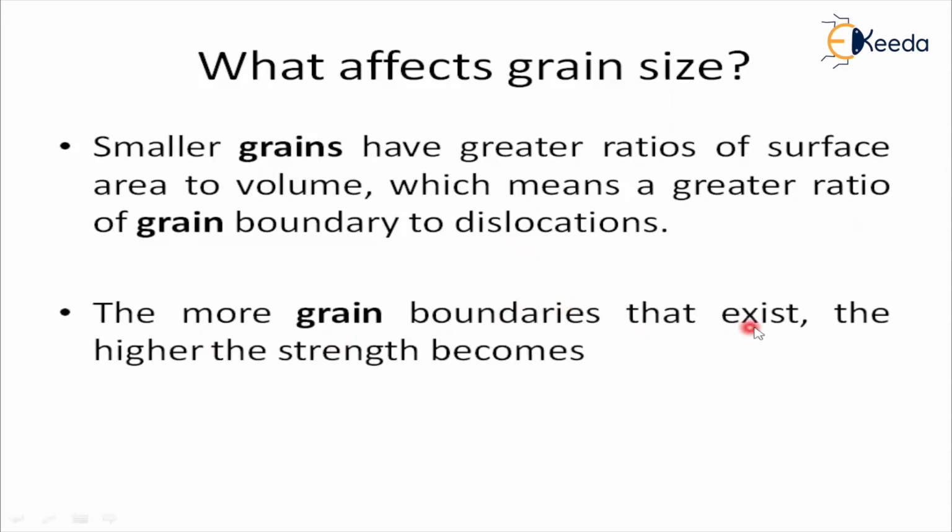The more grain boundaries that exist, the higher the strength becomes. So that's why we are concentrating on increasing the number of grains in the last stage of the annealing process, that is grain growth. So that's why grain growth is the main stage in the annealing process. So this is all about the recrystallization annealing process, the various stages, that is recovery, recrystallization and grain growth. So this is all about the annealing process.